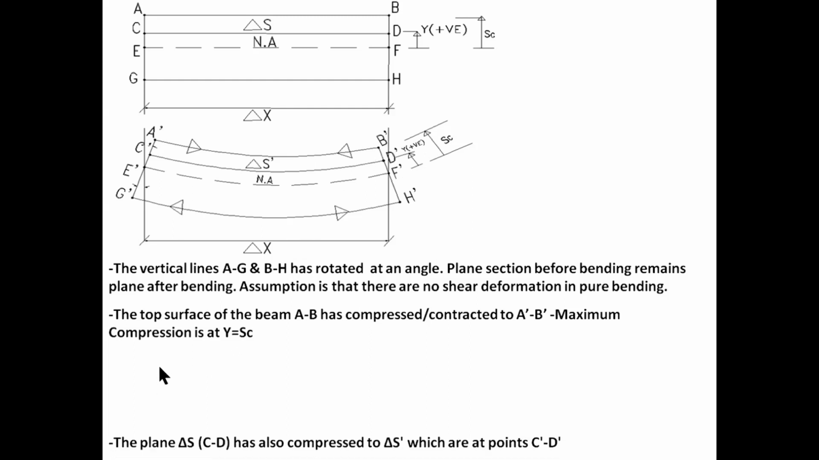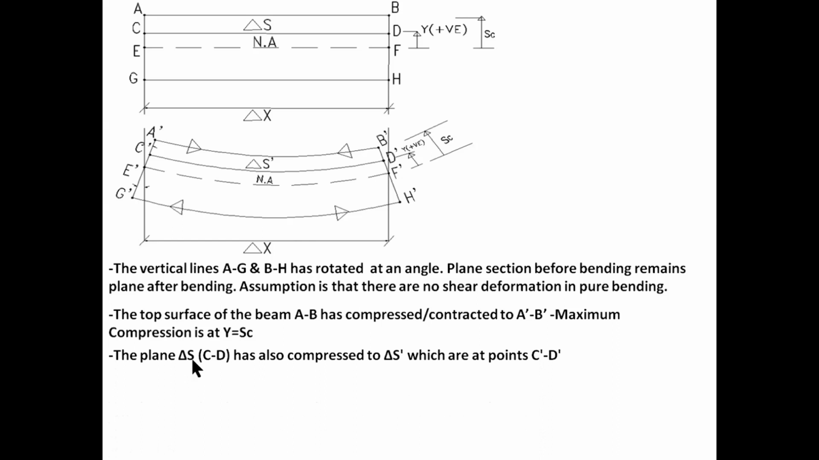3, the plane delta S at point CD has also compressed to delta S dash, which is at points C dash and D dash at a distance y above the neutral axis.